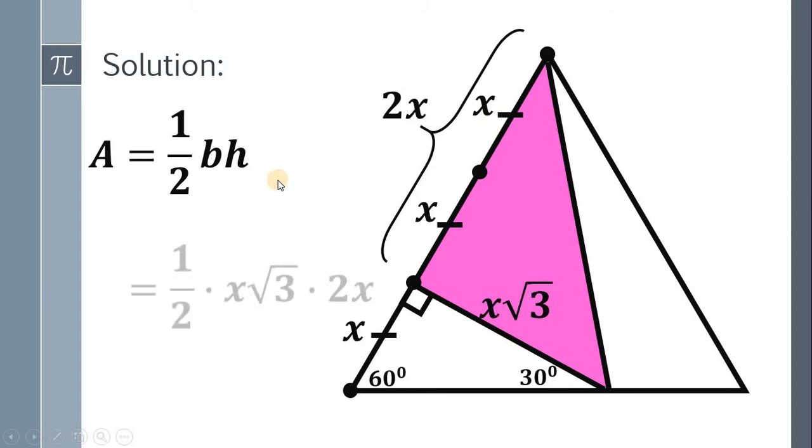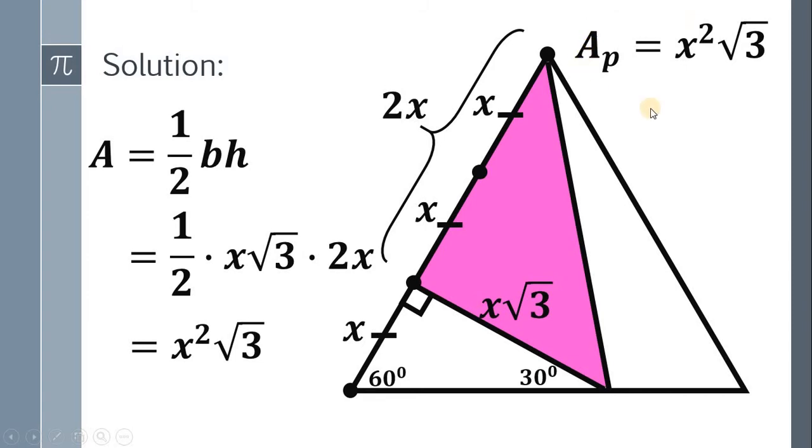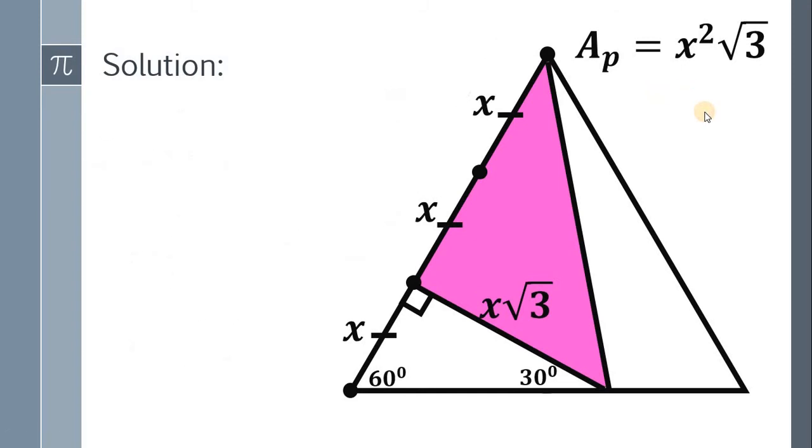Now substitute all the given values. We have the area of this shaded region equal to 1/2 multiplied by the base x square root of 3 multiplied by the height 2x. Simplify and we get the area of this shaded region is simply x squared multiplied by the square root of 3. Now keep in mind that the area shaded in pink is equal to x squared multiplied by the square root of 3.